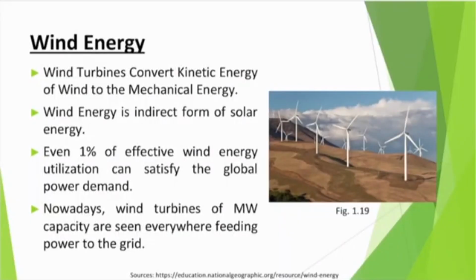So the technology required to take this wind plant into the sea, and having a transformer and the cabling to get the electricity to the onshore, become a challenge, and we'll tell you a bit of that. Nowadays, wind turbines of megawatt capacity are seen everywhere feeding power to the grid. Initially, it was in kilowatt level, and today it is in megawatt scale. So 2, 5, 10 megawatt become the commonly seen wind turbines today in the field.